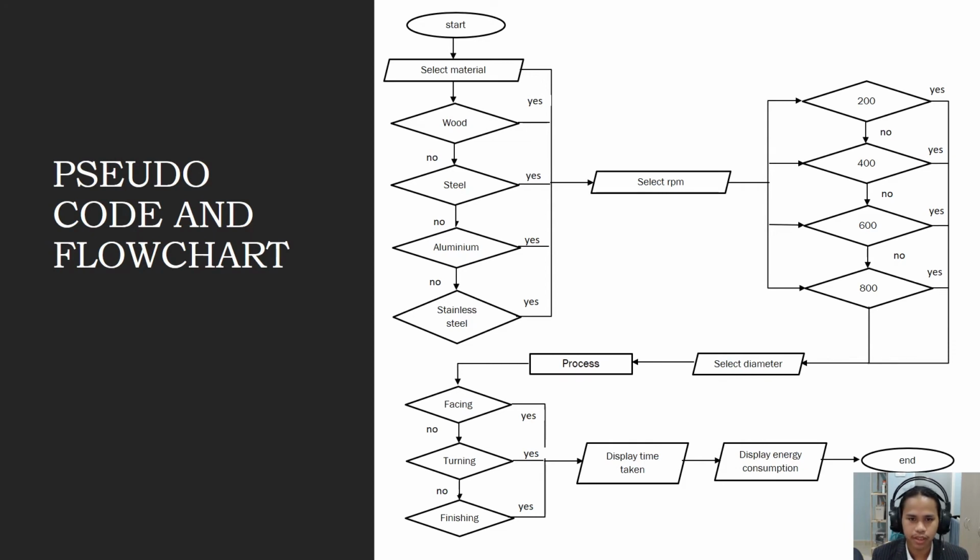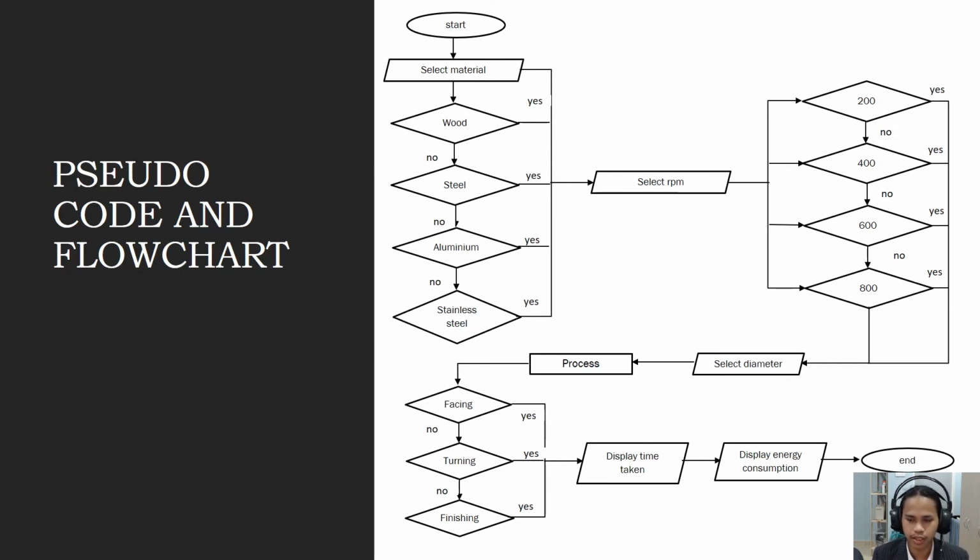After the material is chosen, they will go to select RPM, which are 200, 400, 600, and 800 RPM. If the user inputs 200, it will read as true, skip all the other RPM, and go for select diameter. But if it is false, it will go for 400, and if 400 is true, it will go for select diameter. If not, it will skip again and go for 600 RPM, and if false again, it will go for the last one, which is 800 RPM.